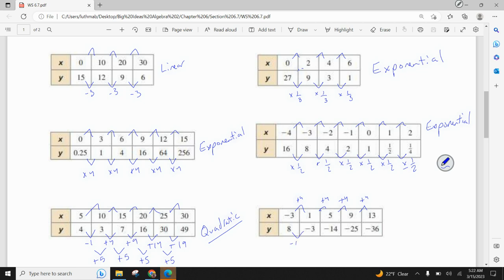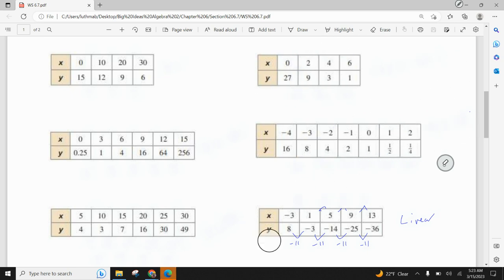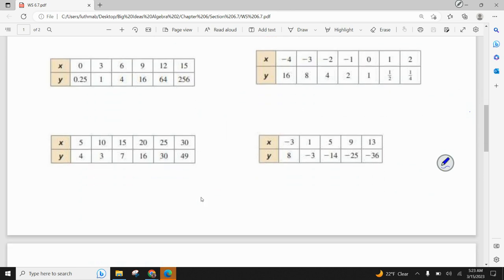Let's see. Minus 11, minus 11, minus 11, minus 11. Well, first differences are the same, so we can call that linear. And that's an idea for learning target number 1. We want to be able to go through a table and use first differences, second differences, or common ratios to determine whether something's linear, quadratic, or exponential. So now let's look at the next thing down. And then we'll come back to this for the exponential tables.